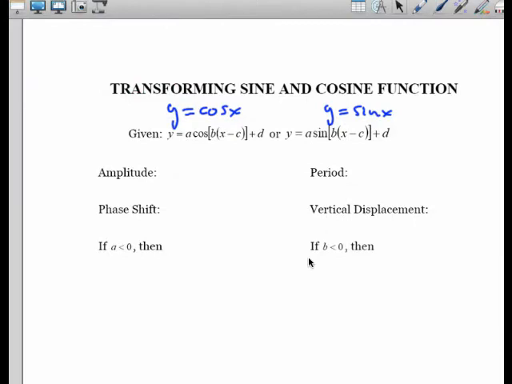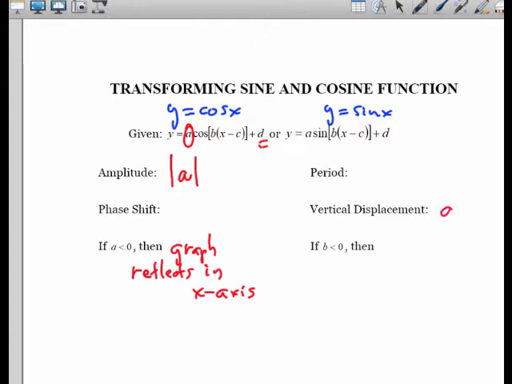So let's just summarize a couple of these results based on making vertical changes to the graph. The amplitude was affected by the vertical stretch, which is affected by the value of a, and since amplitude is always positive, amplitude can be found by taking the positive value of a. If a is negative, we know that the graph reflects in the x-axis. And the other vertical change we talked about was d, which is the vertical displacement up and down. If d is positive, we're moving up. If d is negative, we're moving down.